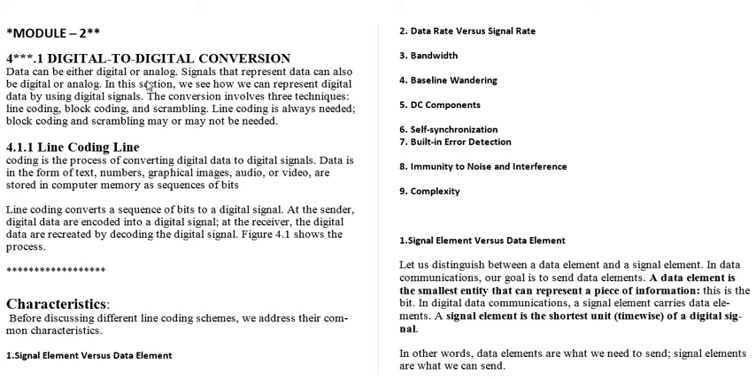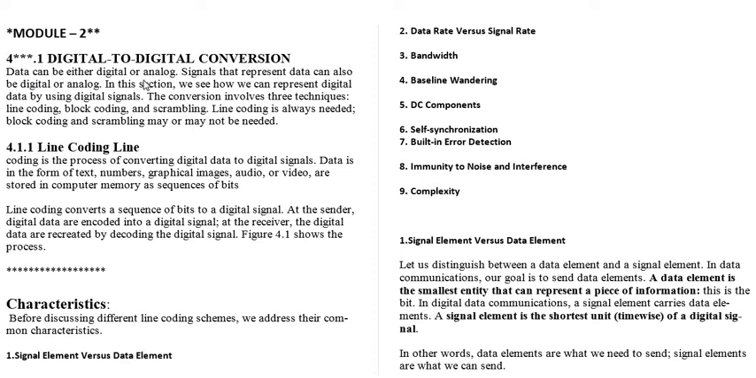Whereas in analog, we send continuous waves. Analog means continuous, whereas digital is discrete. So the data can be either digital or analog. The signals we represent can also be digital or analog. Analog you can consider as a sine wave, or any wave like sine wave or cosine wave, whereas digital signals are in terms of square waves.